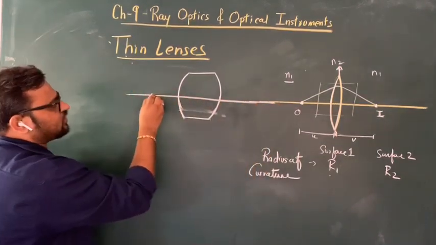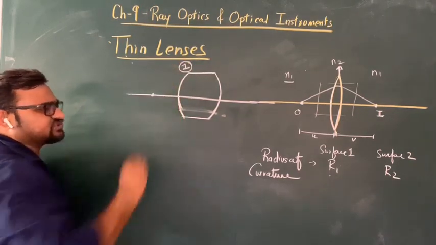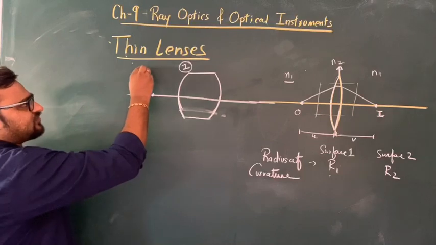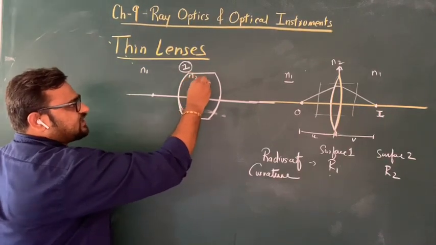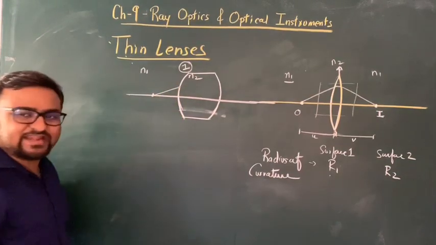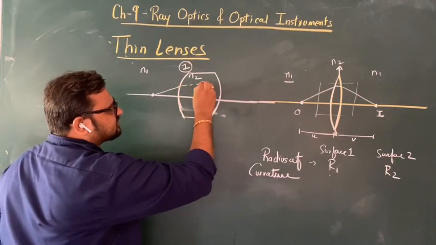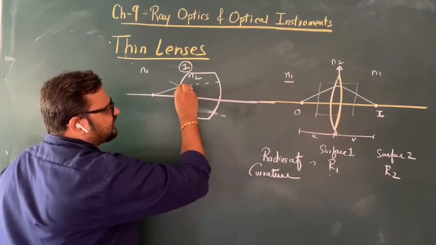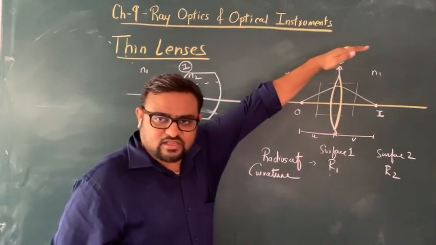So now here the object O is kept. First we'll talk about the first surface. Refractive index n1, here it's n2. When a ray of light is incident at this surface, if this is the normal, it will refract towards the normal. Okay, so it is diverging.